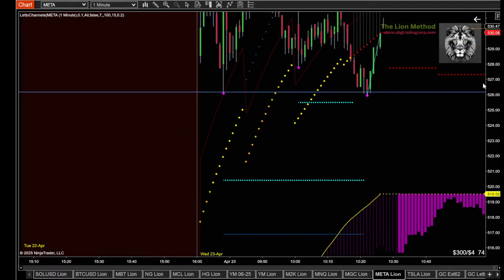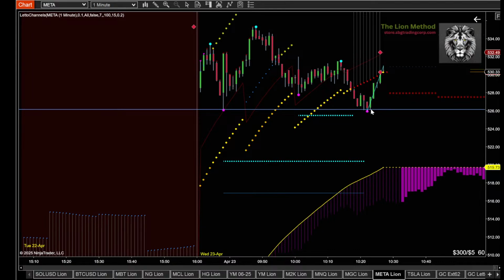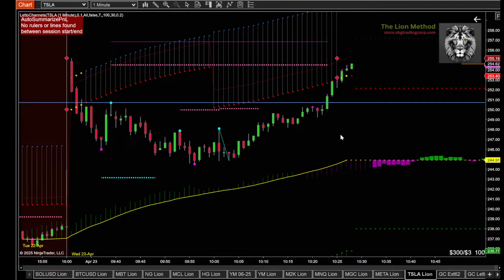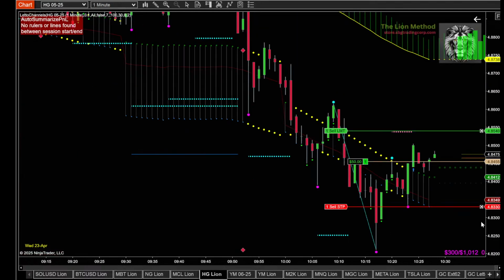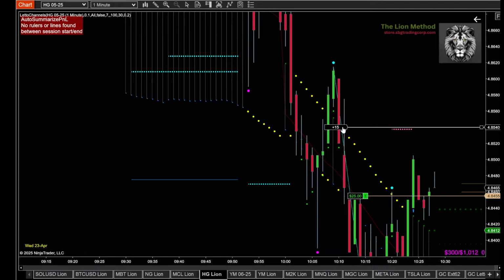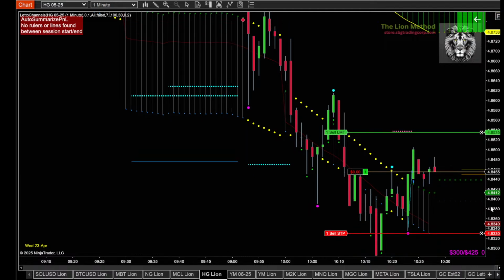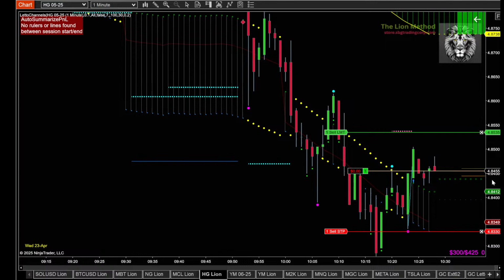Where were we at? Oh, look at that. We just hit, well, really we should have been short here in Meta. That guy, Tesla, gave us quite a fake out, but that's all right. We're out of that. Copper, making some money. There it is. Finally printed that level. I don't know why it took so long, but let's go down there. All right. Well, I don't like copper right now.